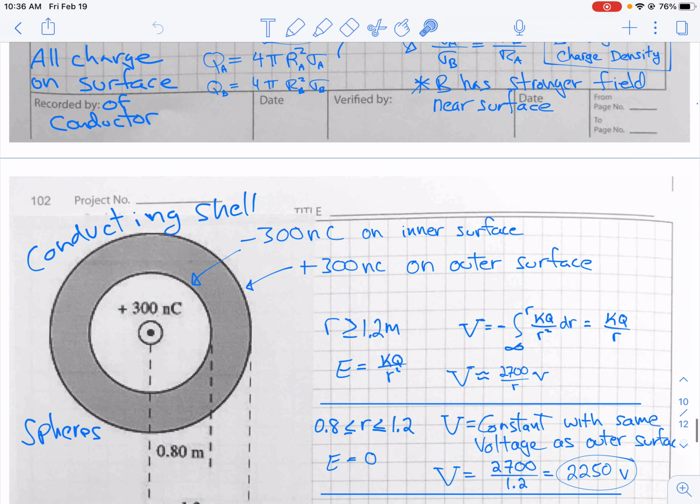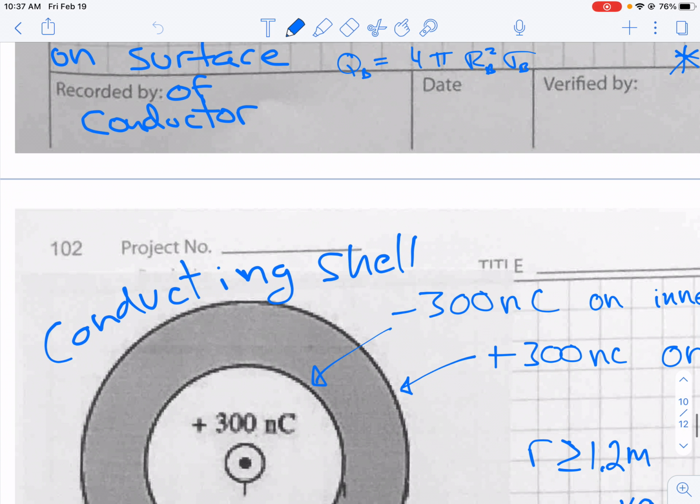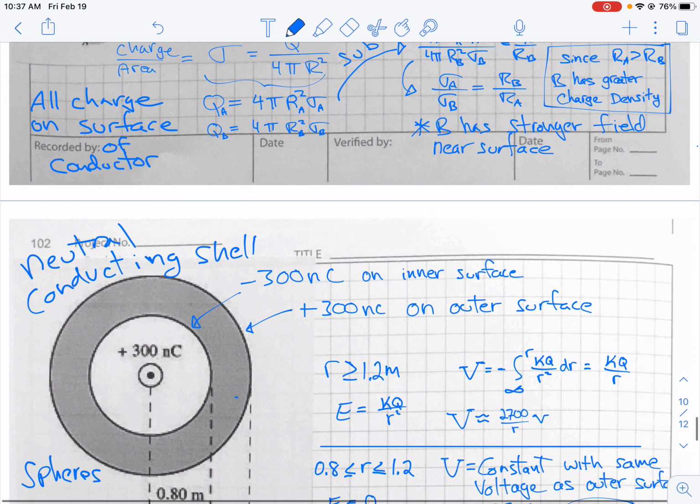Another example, we have conducting shells. Okay, these are going to be conducting spherical shells. 300 nanocoulomb charge in the very middle. That means negative 300 here and positive 300 here. This was a neutral shell with a point charge inside. So a neutral conducting shell with a point charge inside.